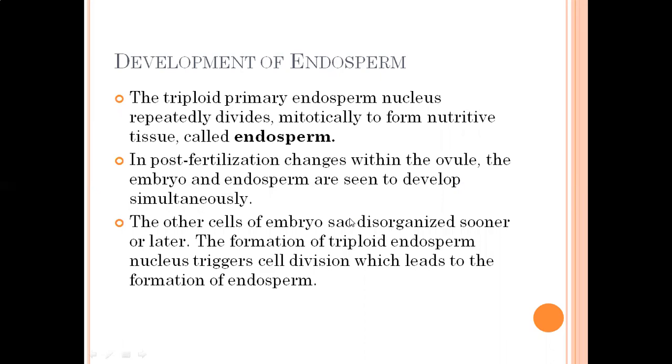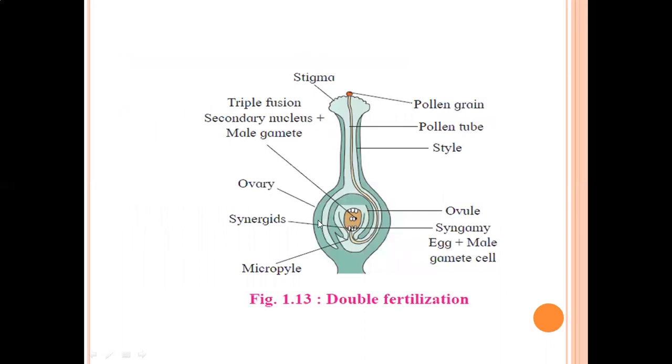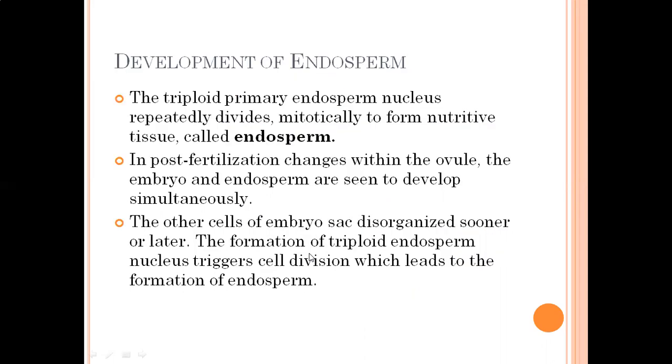So first of all, we'll discuss the development of endosperm. The triploid primary endosperm nucleus repeatedly divides mitotically to form nutritive tissue called endosperm. As you know, the product of this is endosperm, and the product of the first fertilization is the formation of the zygote. In post-fertilization changes within the ovule, the embryo and endosperm are seen to develop simultaneously.